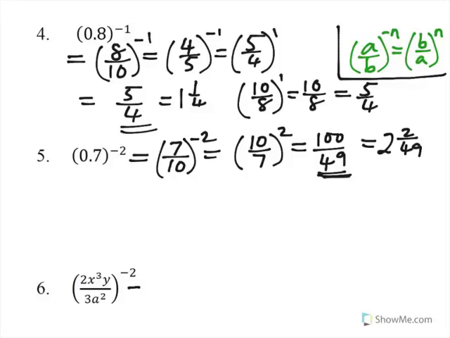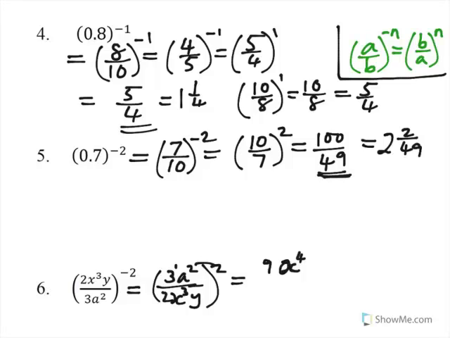This next one, we can turn the fraction straight away upside down. So it's 3a squared over 2x cubed y to the power of negative 2, changing the power to a positive. Now in the numerator, remember, you're squaring the 3 as well. It's not 3 times 2. It's 3 squared, which is 9. a squared to the power of 2. If you multiply 2 by 2, you get 4.